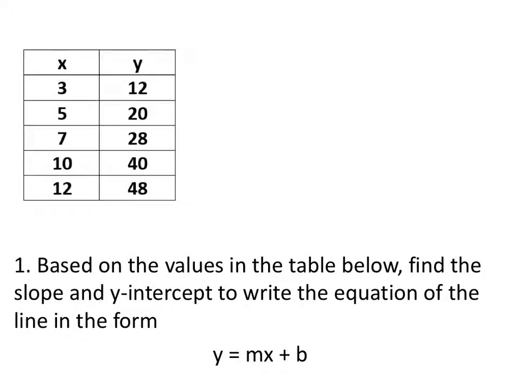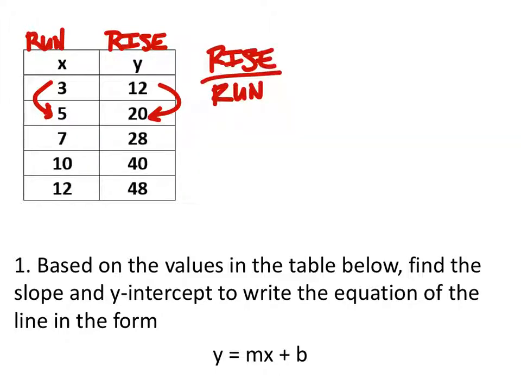Based on the values in the table, find the slope and y-intercept to write the equation of the line in the form y equals mx plus b, which was the last lesson in the unit for this one. So, let's first find the slope in this table. So we need to choose 2 points. For the slope, I'm going to choose just the top 2 up here. So we need to remember that the y tells us the rise, and the x values tell us the run. This will give us the slope.